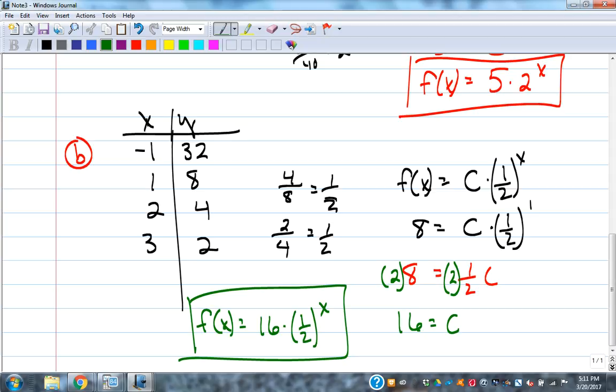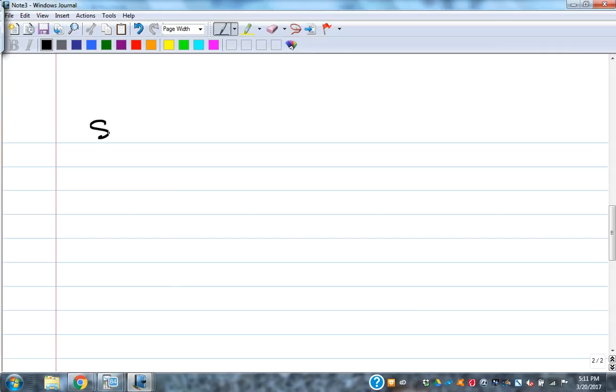Now, let's solve some equations. That's the meat of this particular section, is solving exponential equations.